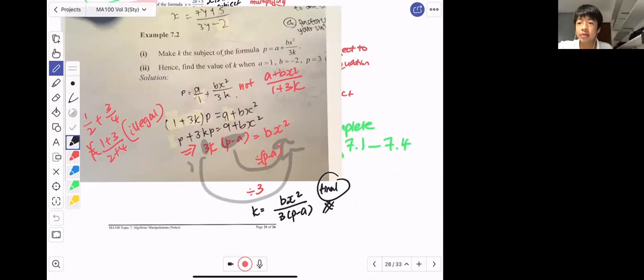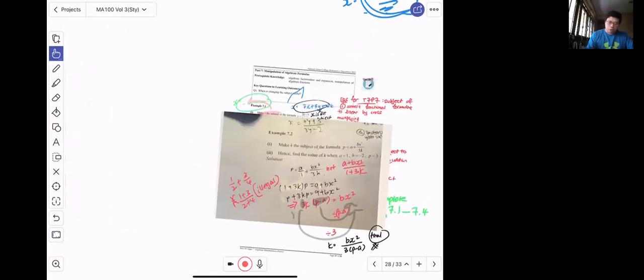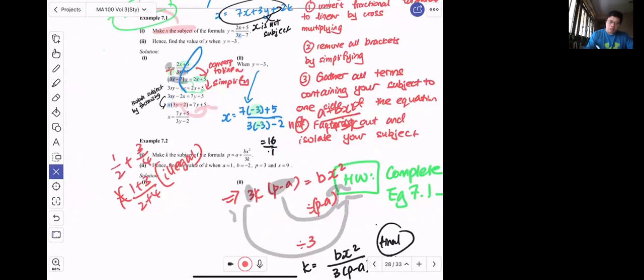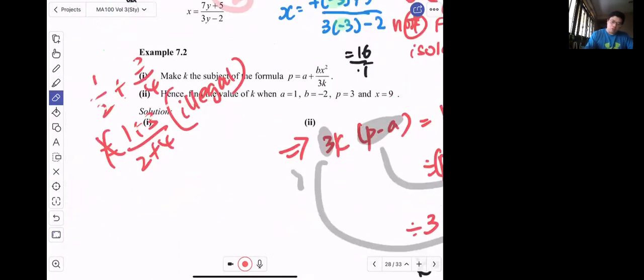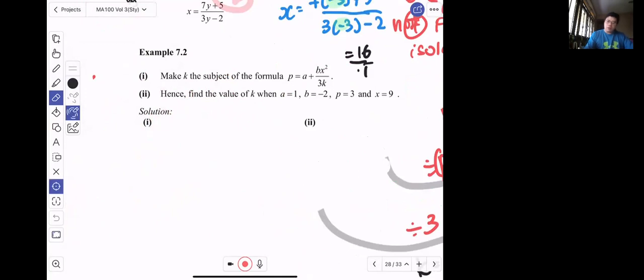No, not successful. Okay, so 7.2, you just be careful. In order to make it the subject, please make sure that you try to minus the a over first. Because the k is stuck here. Okay, you start from the first step, follow what I say. Subtract a on both sides.